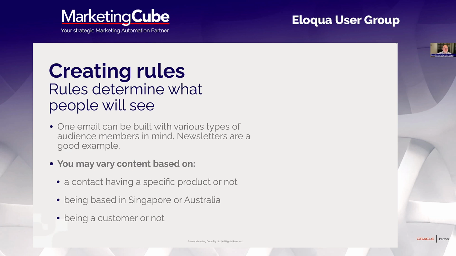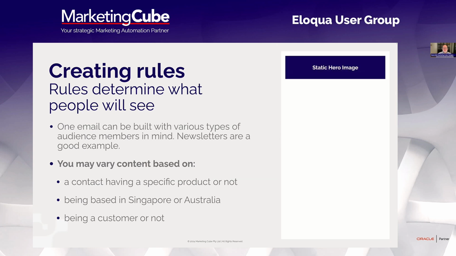So the rules in that case would be based on country. And if country equals Singapore, show this image. If country equals Australia, show this image, and New Zealand, etc., show that image. So very simple concept from that point of view. You can touch on just about anything. You can look at anything on the contact. You can look at things in relation to custom objects as well. So there's a range of ways that you can develop the rules for your dynamic content.